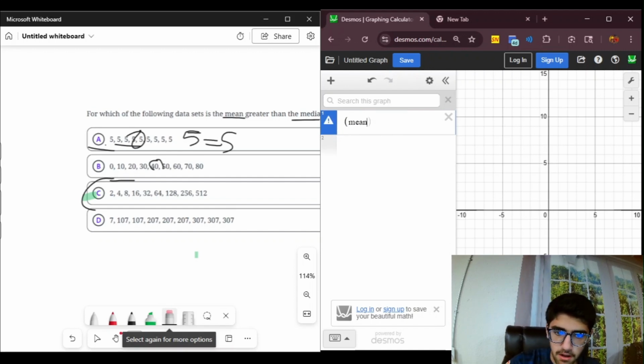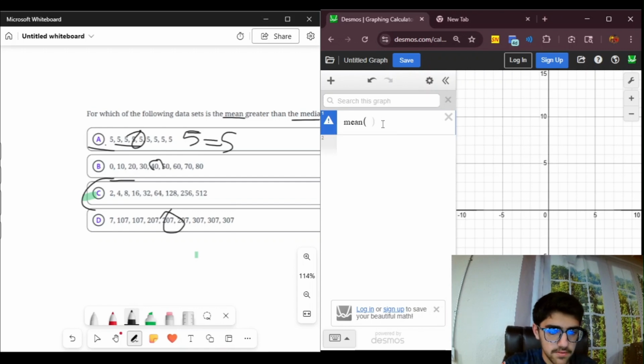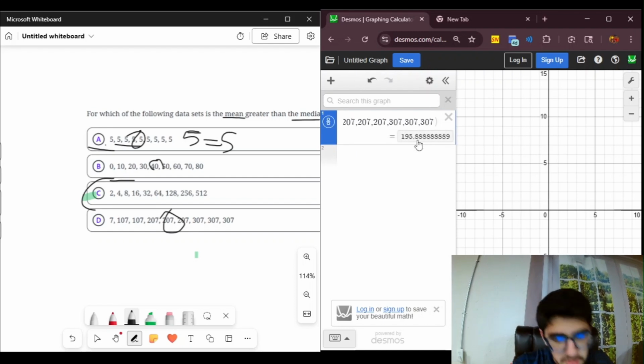So we know that the median is already at 207. It's the middle, 207. So then we want to find the mean of it. So mean of 7, 107, 107, 207, 307. So right here, it's really close. You get 195 for the mean and then 207 for the median.